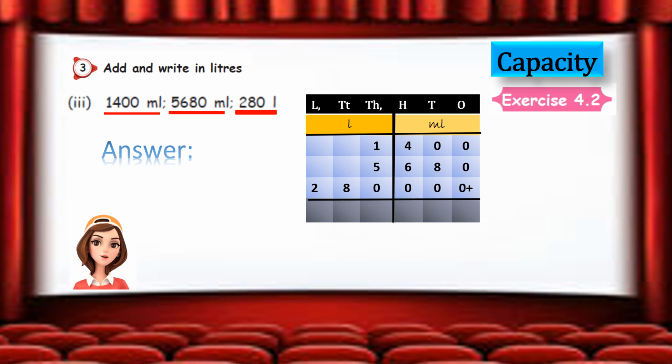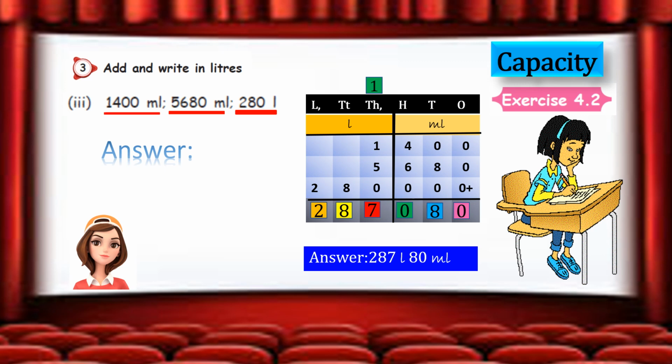In ones place 0 is the answer, tens place 0 plus 8 plus 0, 8 is the answer, and then hundreds column 4 plus 6, 10. So 0 here and 1 carry forward. Now 1 plus 1 plus 5, 7. Then in 10,000 column 8 and lakh column 2. So the final answer is 287 liter and 80 milliliter. Is it clear ma?